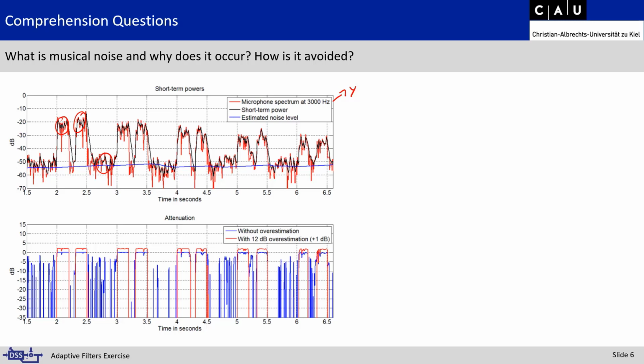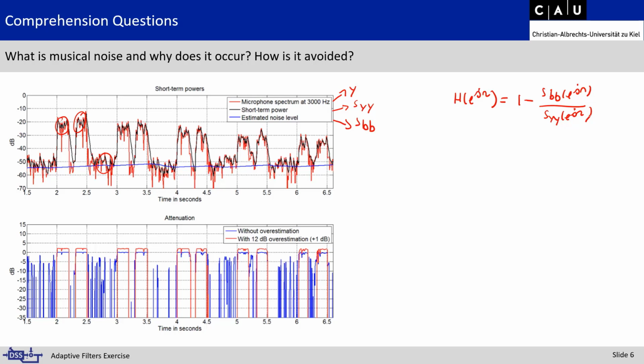The black line is the short-term power of the observable signal, which corresponds to the estimate of S_YY. So this is then S_YY. And the blue line is a realistic estimate of S_BB. So this is then sort of S_BB. Now, if you remember the frequency domain solution, that was H equals 1 minus S_BB divided by S_YY.